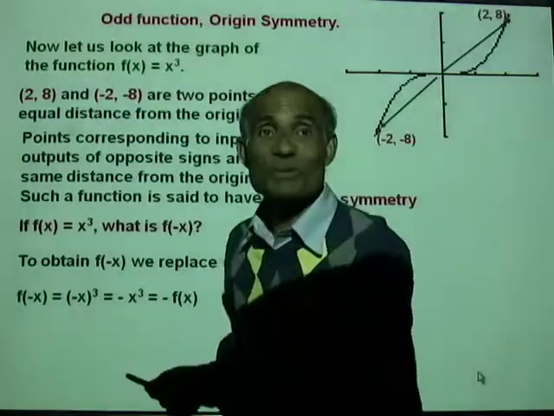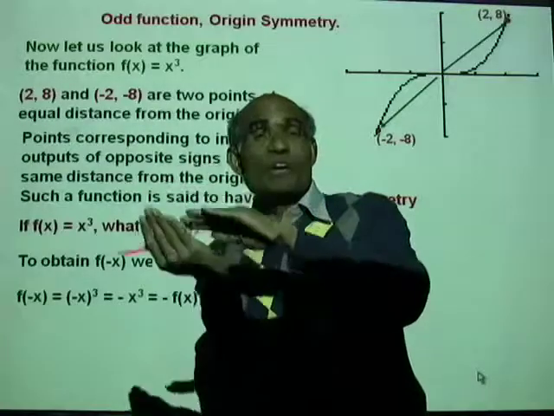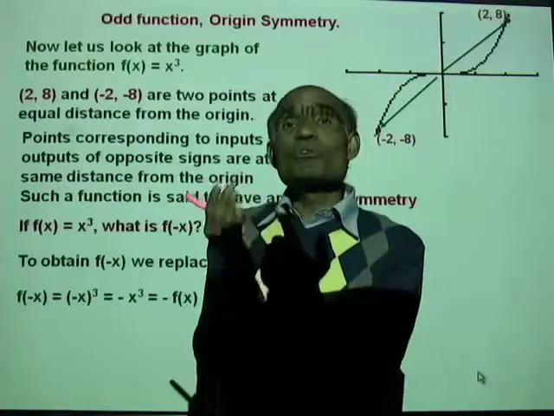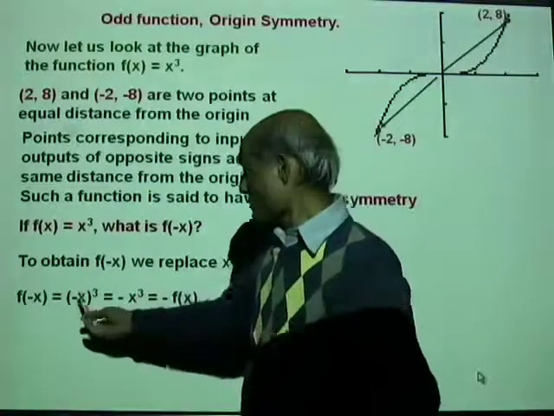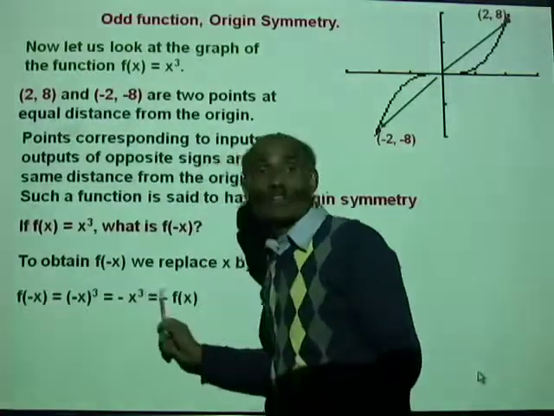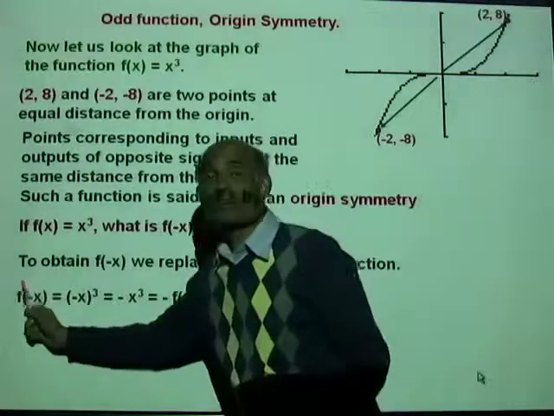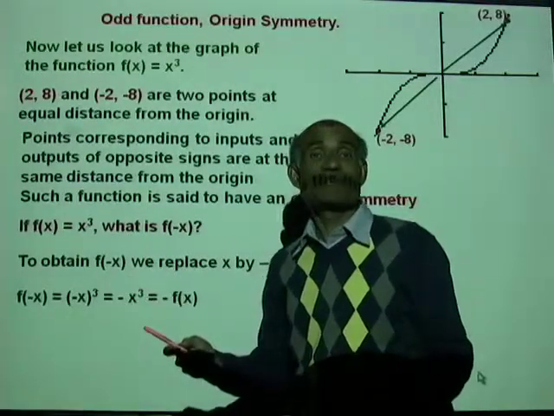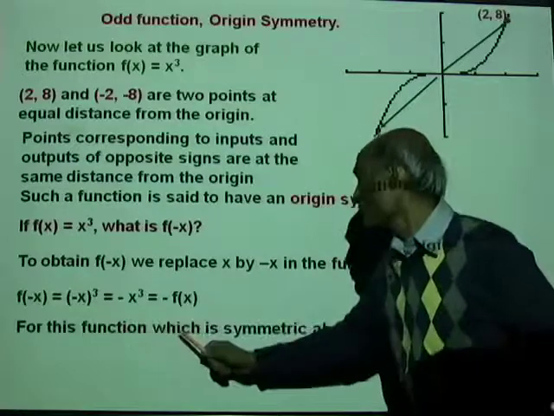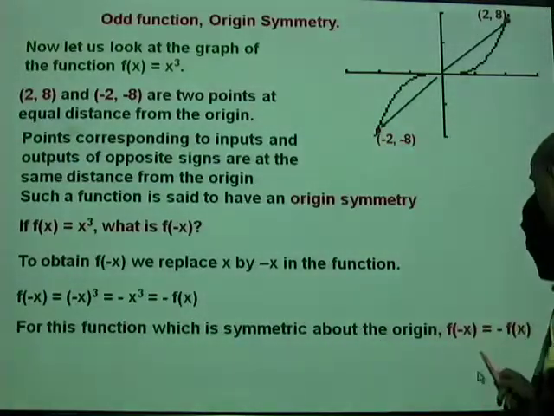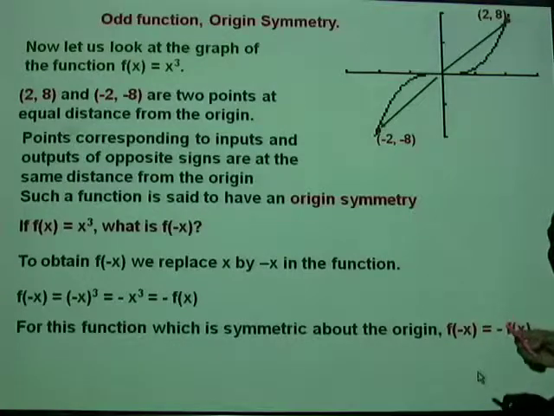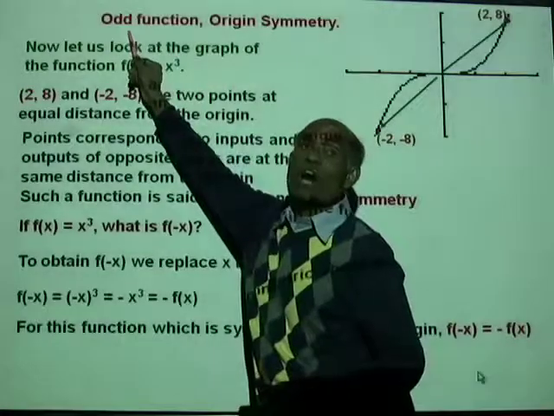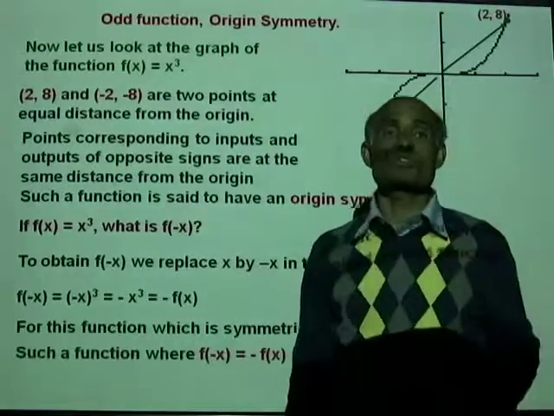Now you notice I told you negative f of x gives you the x-axis reflection, and f of negative x gives you reflection about the y-axis. What is happening here is f of negative x is the same as negative f of x. Reflection on the y-axis is the same as the reflection on the x-axis. For this function, which is symmetric about the origin, f of negative x is the same as negative f of x. And that is the condition for a function to be an odd function or to have origin symmetry.